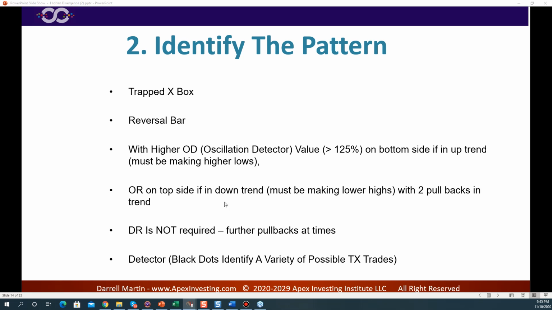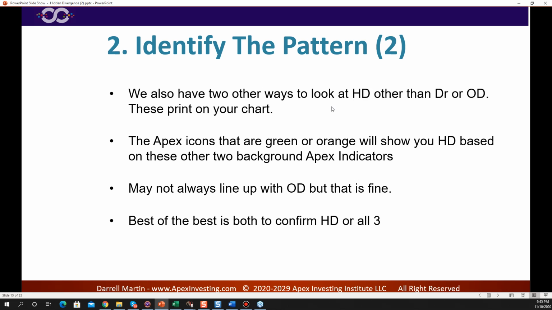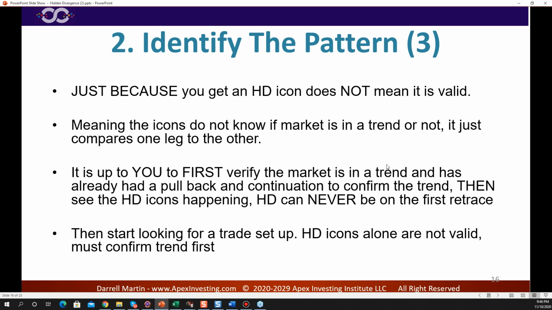So keep that one difference in mind. That's one of the biggest differences in the rules with this trade: DR is not required as long as it's trending and there is hidden divergence. I already showed you we have the other two indicators on your chart, the green and orange icons, that also show you a way to view hidden divergence and give you that alert when they pop up based on some different indicators. They do not all have to line up, and they don't have to line up with OD, but when all three of them confirm, that's even better.